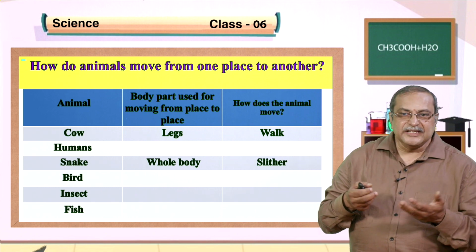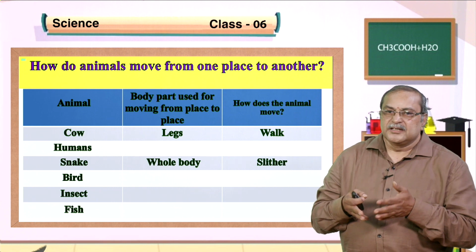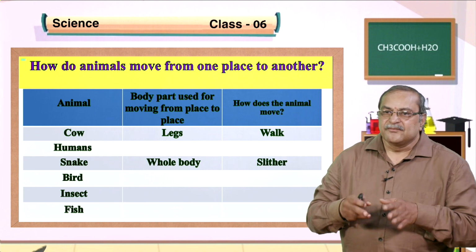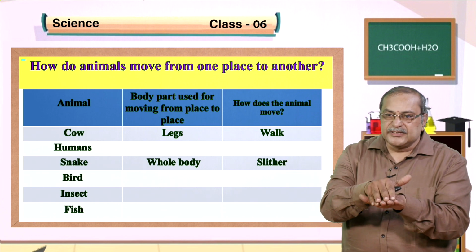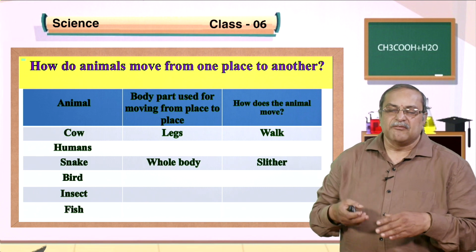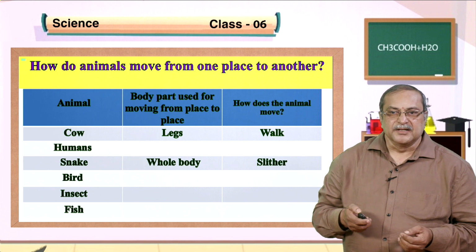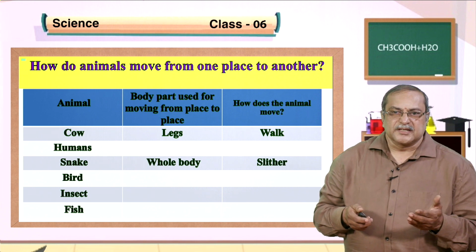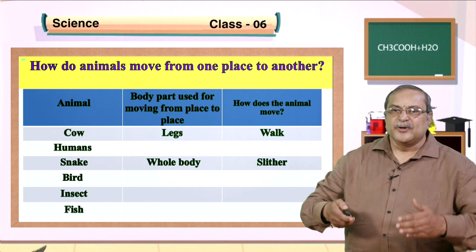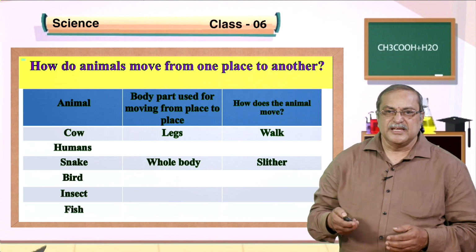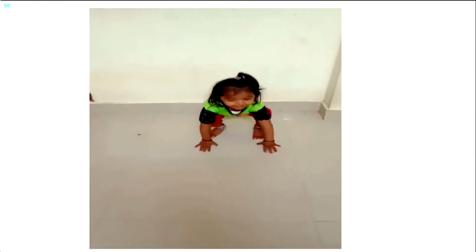So when you come to the fish, where does it live? The fish will not have any legs, no? How will they move? They live in the water, isn't it? They swim. How will they swim? They have a pair of fins. So with the help of the fins, they are going to move in the water. That is called swimming. So like this, so many animals are there. You can go and observe which body part is going to help them to move from place to place.